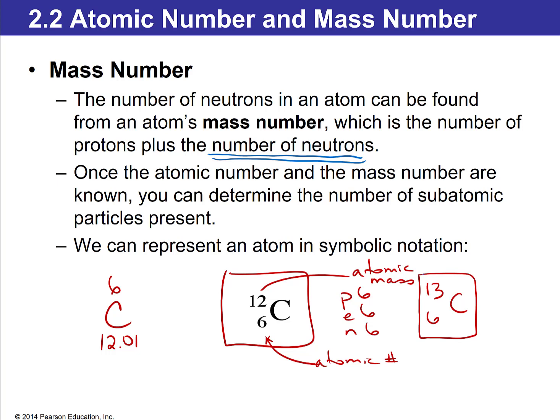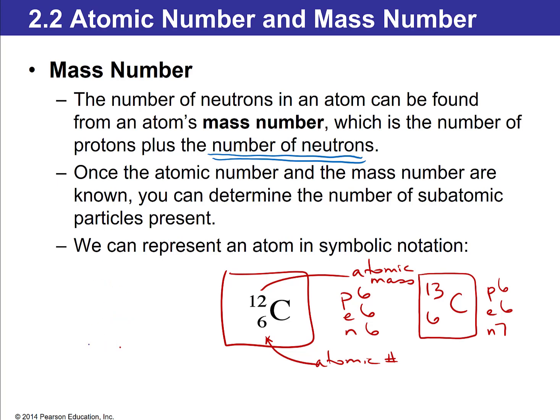So how many protons in this one? 6. How many electrons? 6. And those are the same, because I told you protons are what define the element. If it has 6 protons, it's carbon. If it doesn't have 6 protons, it's not carbon. That is the definition. So that number 6 is what defines the element. But this one has how many neutrons? 7. The only way they differ is numbers of neutrons, because you can pack an extra neutron in that nucleus. They're still going to behave like carbon.